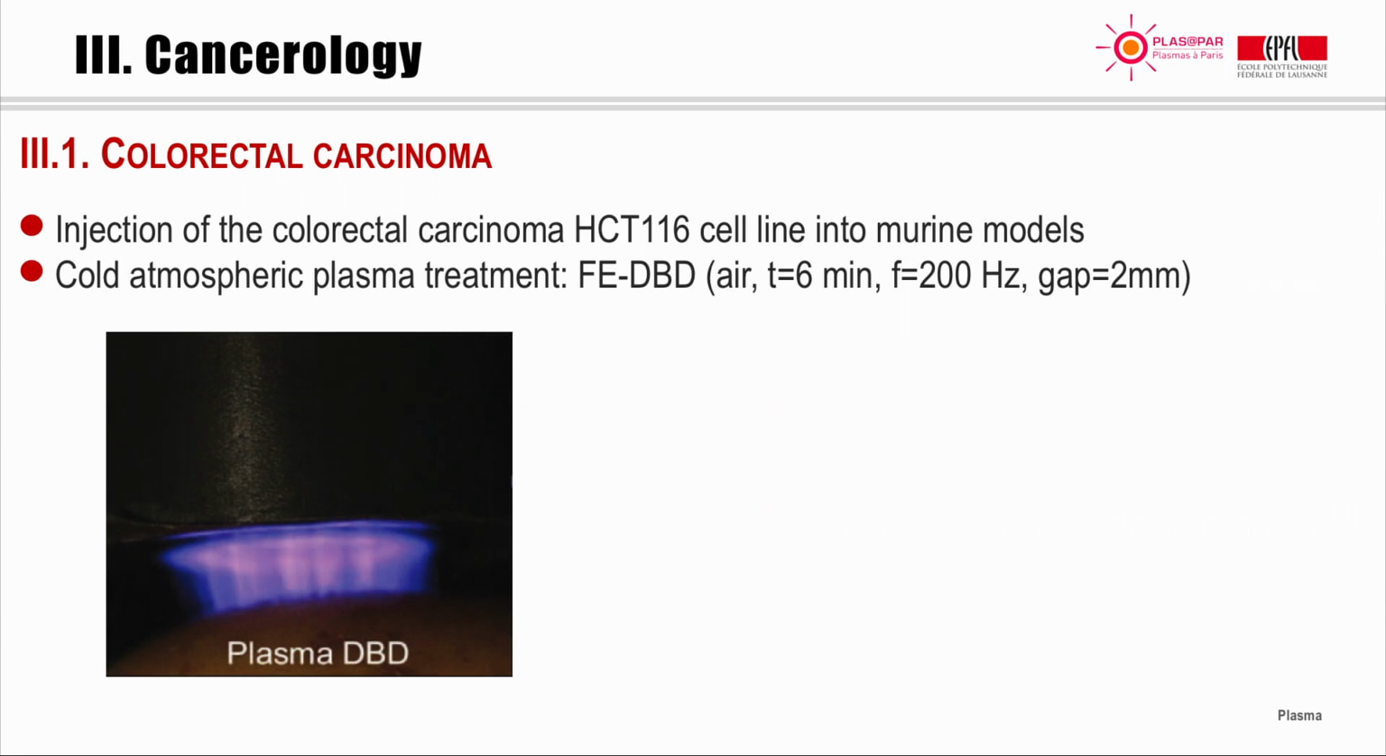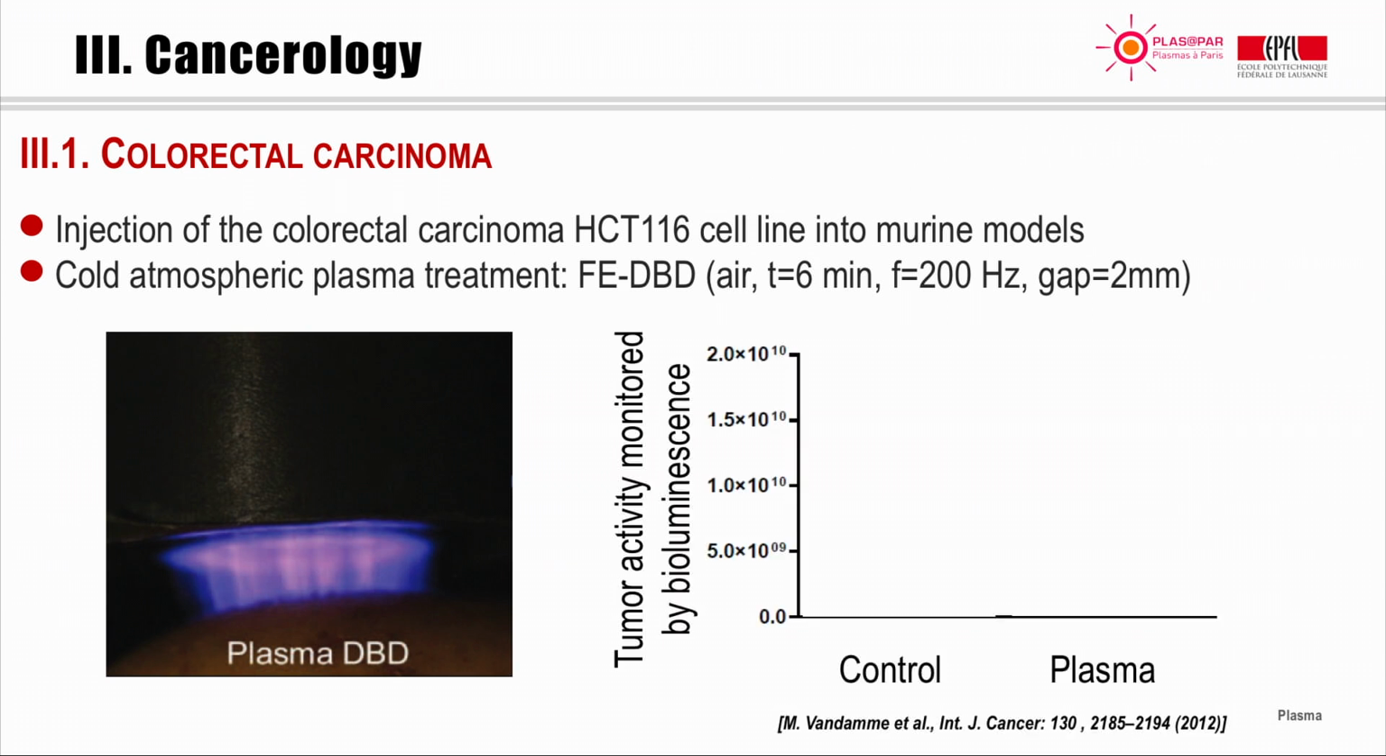Mark van Damme and co-workers from the Grimmie Laboratory have studied the effect of cold atmospheric plasma on colorectal carcinoma. The HCT116 tumor cell line has been injected into murine models, which have then been divided into two groups, the control group and the test group. This second group has been treated using a floating electrode DBD for a time exposure of 6 minutes. Then the tumor activity of the two groups has been monitored by bioluminescence over 1 month. In the control group, the tumor activity increases exponentially versus time, while in the plasma group, the activity is at least 6 times lower.